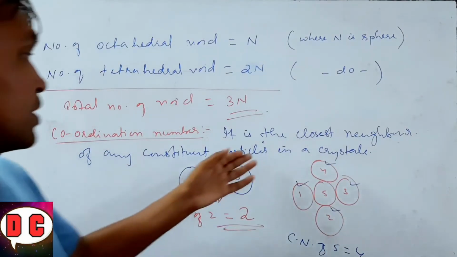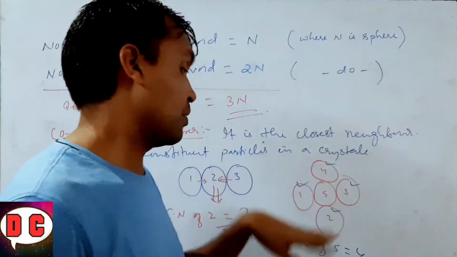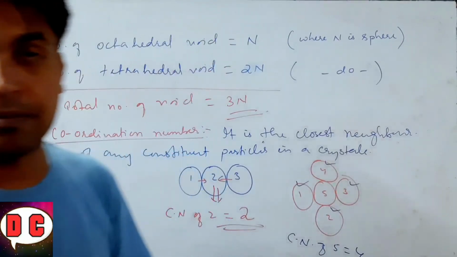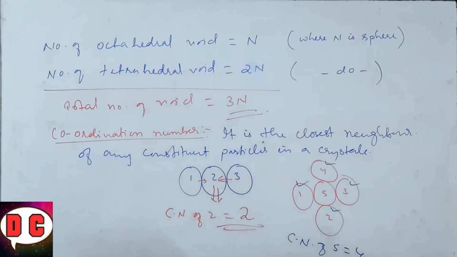What is the meaning of coordination number? It is the closest neighbor. So these are the closest neighbors to 5, and that will be the coordination number. I hope, dear students, you have understood what coordination number is.